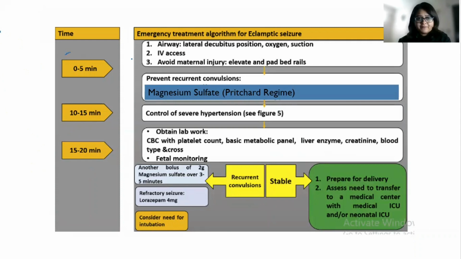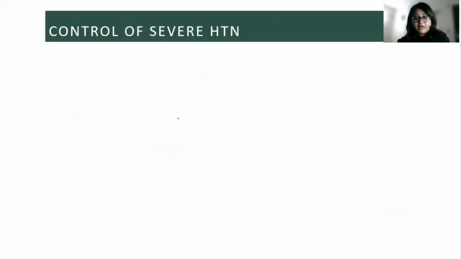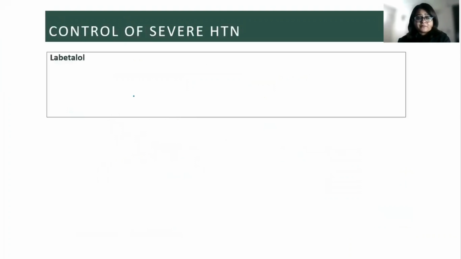Now coming back to the chart, so what are we done with? We are done with this part, we are done with this part. Now coming to control of severe hypertension. Okay, so control of severe hypertension is our next goal. We have to manage her blood pressure to prevent more complications like abruption, DIC, ARF from happening. So what do we do? Our initial drug of choice is labetalol.